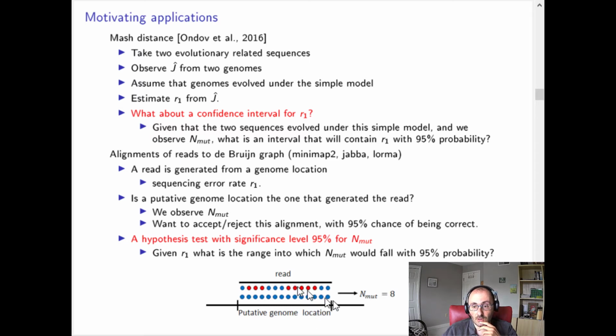So in this case, we observed n-mut being 8, but given that, say, R1 is 0.01, we might see that the range for n-mut would be between 3 and 7 with 95% probability, so we would reject this alignment. A key difference between these two applications is in the first one, we don't know R1. We're trying to estimate it. In the second one, we actually know R1, right? And we observe n-mut, and it's either outside or within our hypothesis test range.